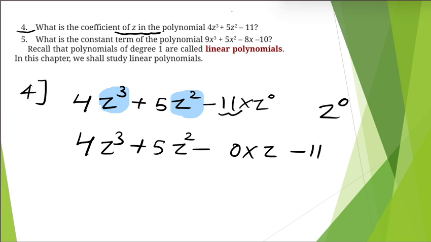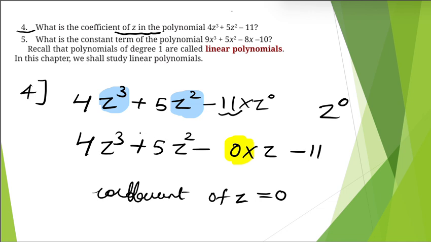So when you consider the coefficient of z, it will be 0 only, because 0 into z is 0 only. That's why it's not directly given here, but the coefficient of z will be 0. Coefficient of z will be 0. I hope it's clear for you.